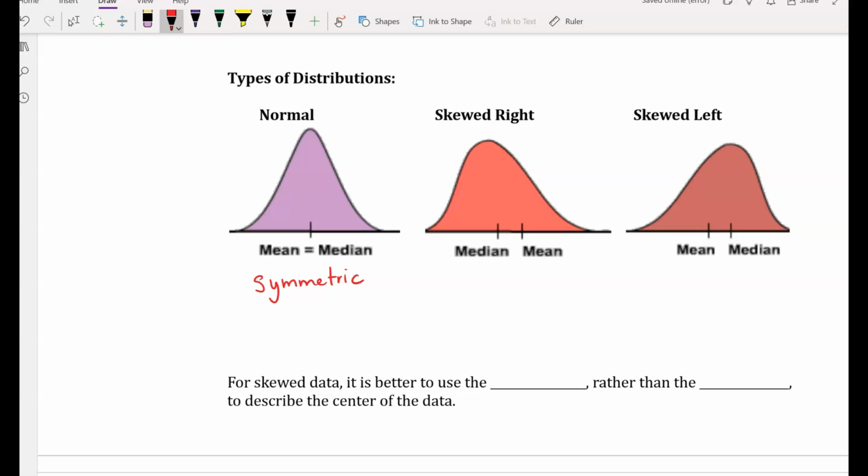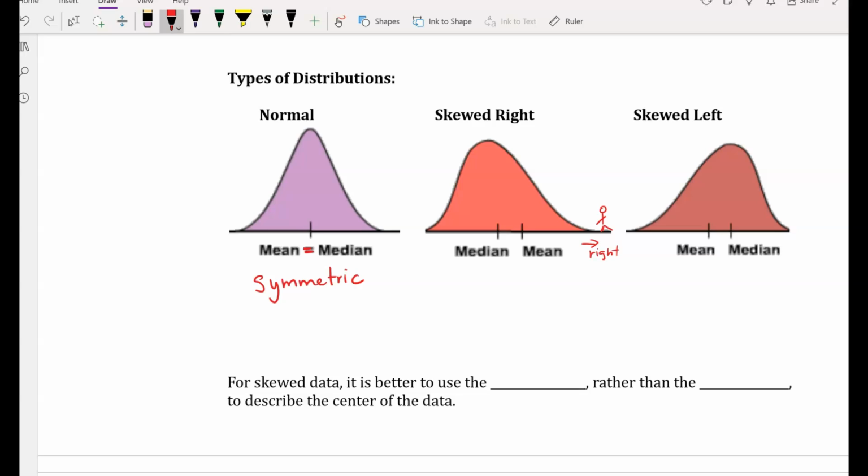One side, the side on the left, looks exactly like the right side. And it's important to point out that the mean and the median are equal to each other when we have a normal distribution. Now picture that blanket on top of your data, and you're on the right side of it, and you're pulling the blanket to the right. If you're pulling that blanket to the right, then you're pulling that data with it, and we say that that's skewed right. This is the direction that is to the right.